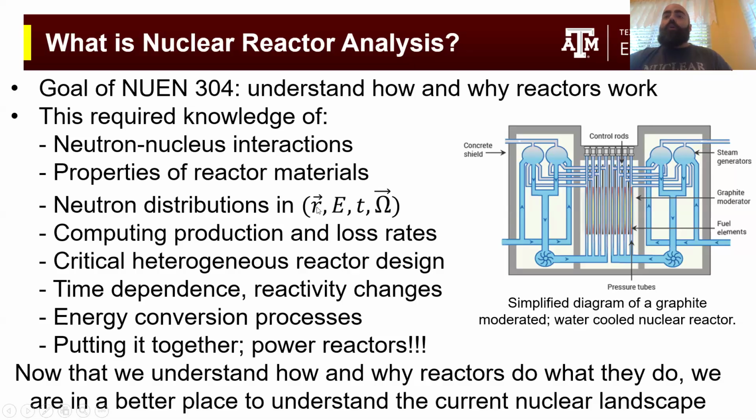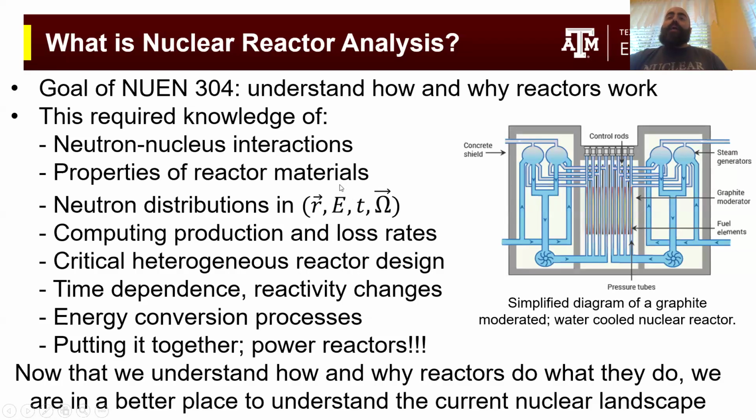We started out with one group diffusion in steady state, finding how neutrons distribute themselves in terms of position in simple reactors of nice geometries like spheres or cylinders or cubes or rectangular parallelepipeds. So we learned a lot about how neutrons distribute themselves in space from one group diffusion theory.